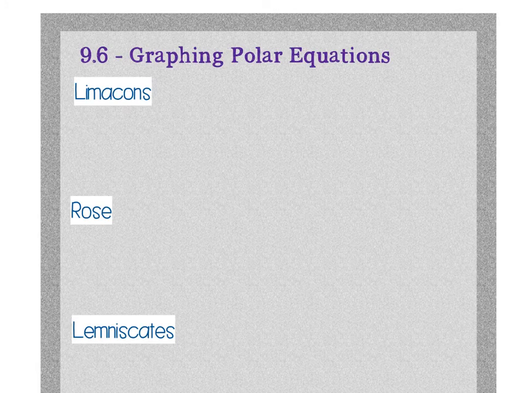All right, 9-6 is your limaçons, roses, lemniscates, and circles. Amanda's favorite. So the first thing you're going to have to figure out is which of the 4 they are. You're going to get 2 of these 4, okay? You might get a limaçon and a rose. The person next to you might get a limaçon and a lemniscate, or a rose and a circle. You're going to get 2 of those 4 in any kind of combination. So the first thing you have to do is figure out what kind they are.